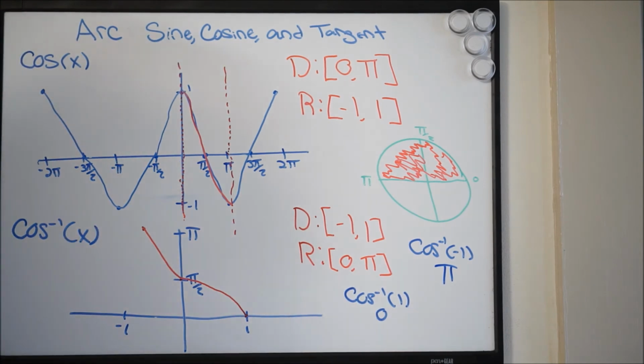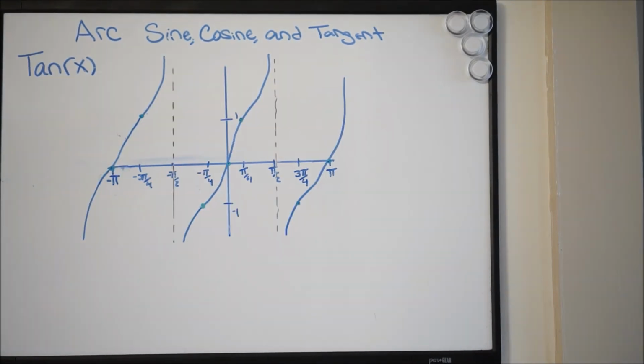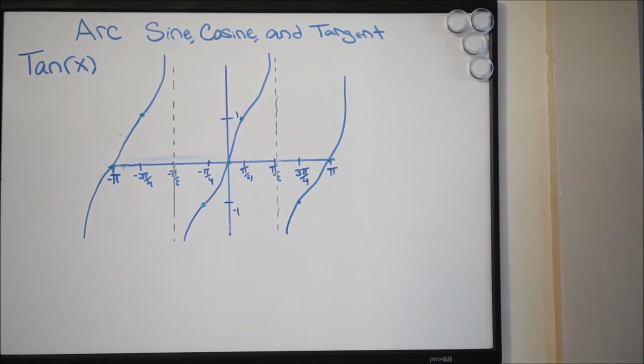Okay, so again, that is arc cosine. All right, let's go over the last one, which is going to be arc tangent. All right, guys, so here is our last example. And again, this is going to be arc tangent. So here we have our graph of tangent.